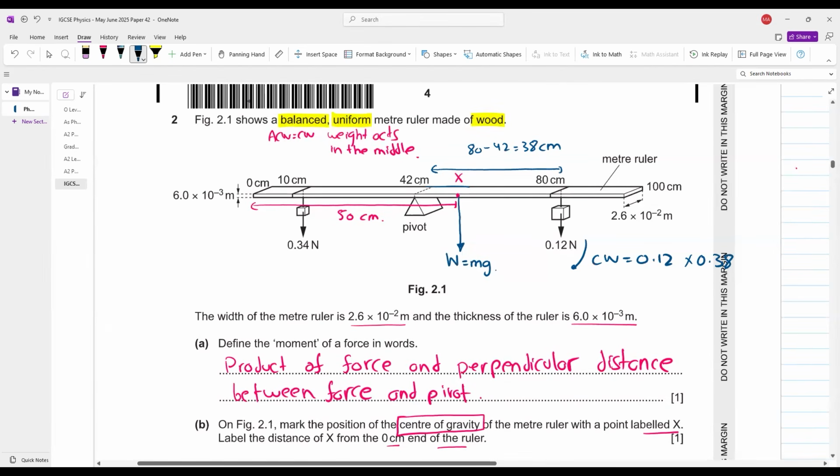Calculate it. What does this clockwise moment come out to be? 0.0456 Newton meter.